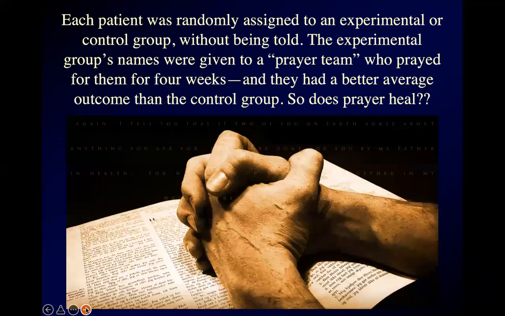But unbeknownst to either the patients or their doctors, the researchers assigned each patient either to the experimental group or the control group. Now, the experimental and the control group were treated by the same doctors, given the same standard of care at the same hospital. The difference was that the names of the people in the experimental group, unbeknownst to them, were given to a local church's prayer team, just a group of people in the church who volunteer to pray for whoever it is that they're asked to pray for. And the people on the prayer team prayed for these names. They didn't know anything about them but their names.